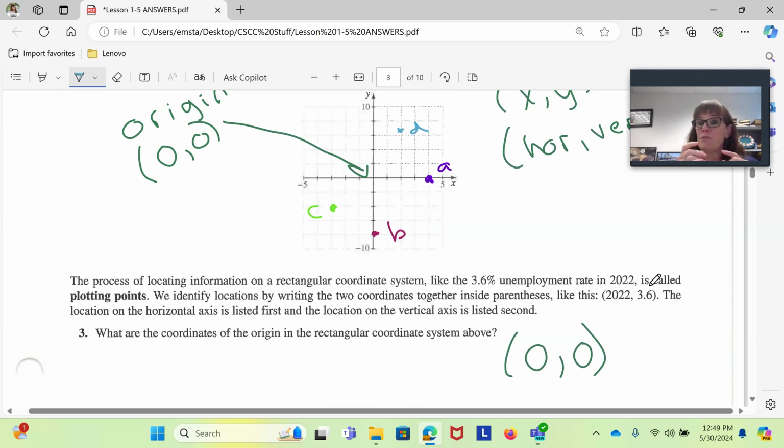So first number, left or right. If it's positive, you go right. If it's negative, you go left. Second number is the y, the up and down. If it's positive, you go up. If it's negative, you go down. And it's very, very important that we have the scale there. If they had not had the 5s and 10s on there, I wouldn't know what I'm counting by. If they didn't have labels on real world problems, I can't read them. And that's going to be very significant when you go to do your first problem in your group.